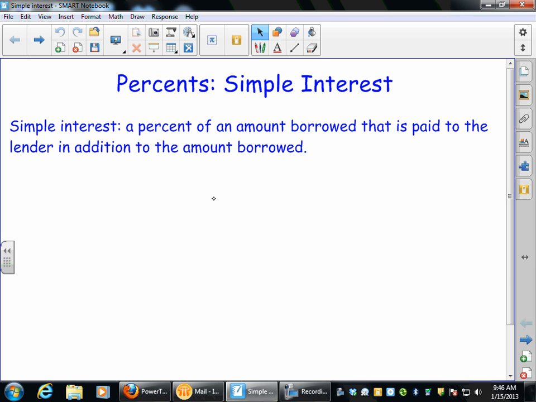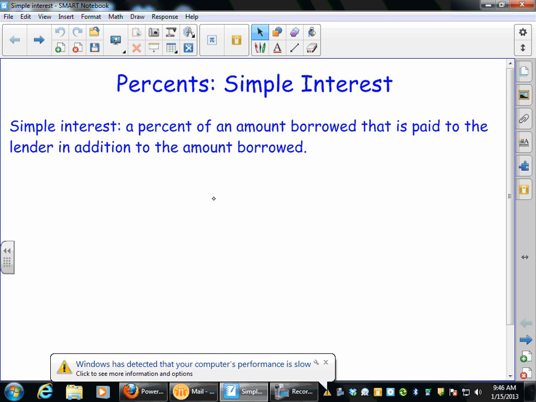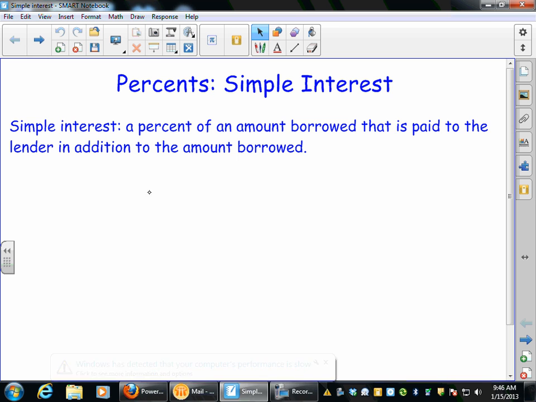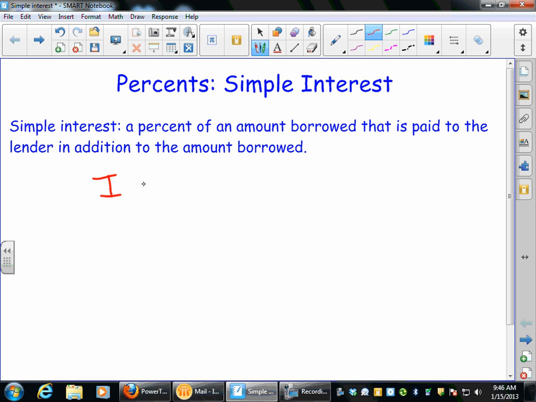You're going to say, okay, here's $1,000, you're going to have to pay us back, and you're going to have to pay us back more than we gave you. So I have to pay more than 1,000 back to them. That's how the bank makes the money. Okay, so there is actually a formula to figure this out, and that formula is I equals PRT.